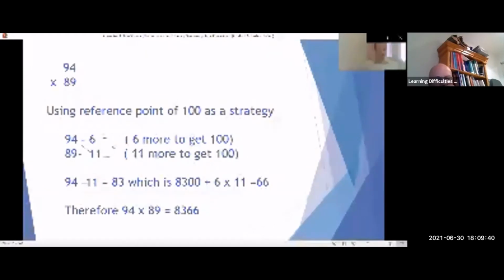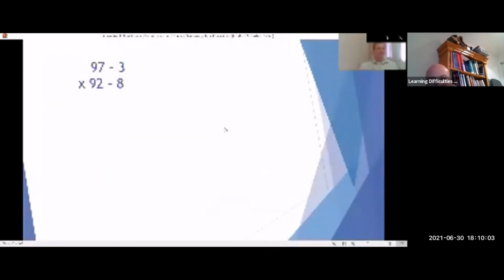So the next step is we can draw a diagonal between 94 and 11, and we can subtract 11 from 94, which gives us 83 tens, or 8,300. Next, we can multiply the 6 and the 11, which is 66. So therefore, 94 times 89 is 8,366.